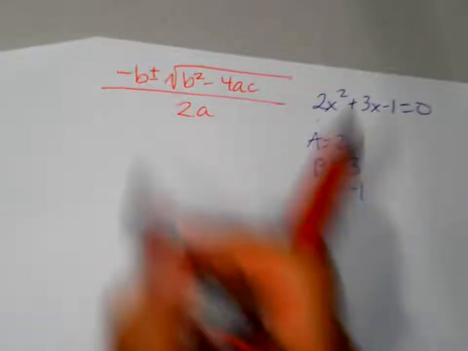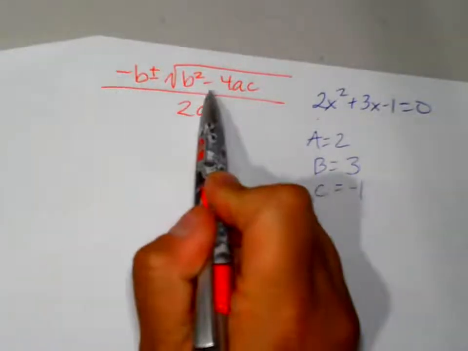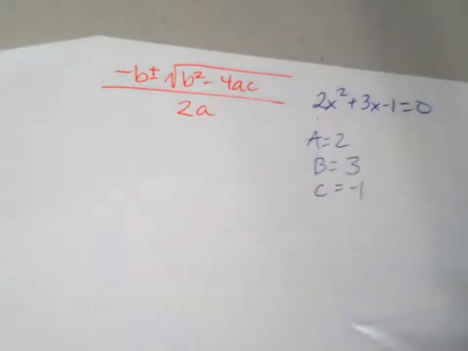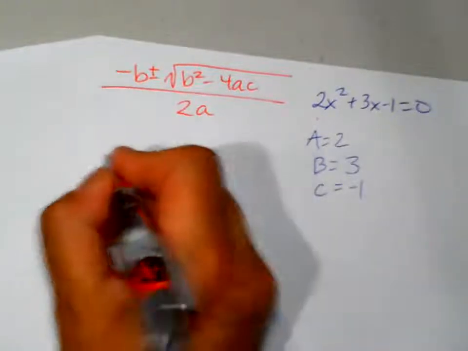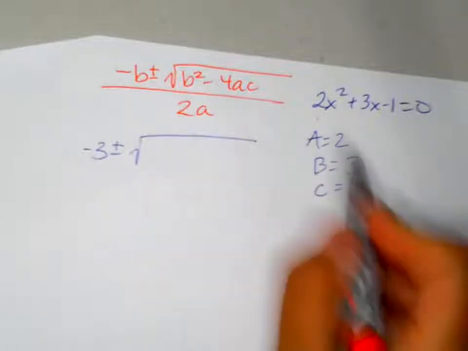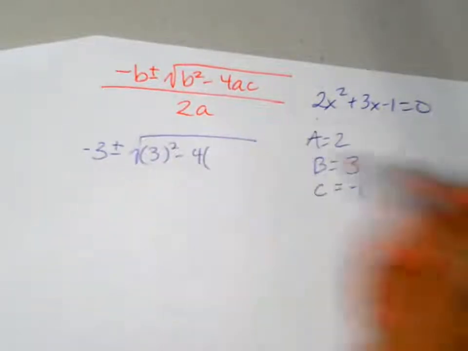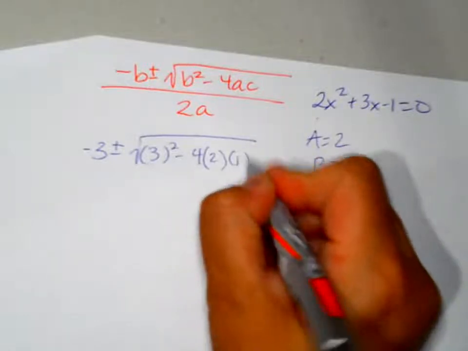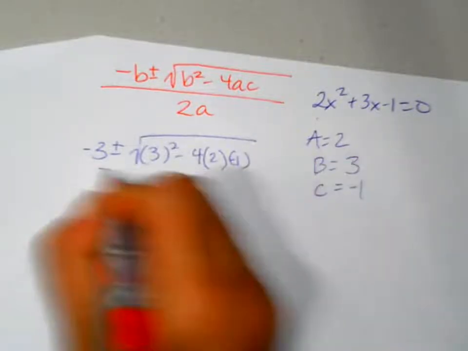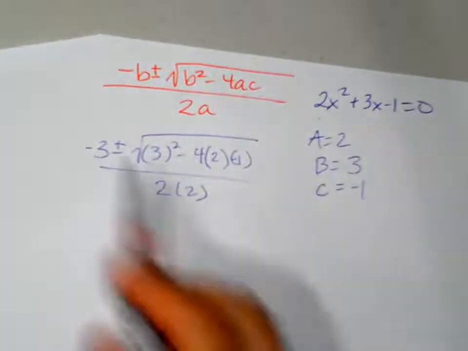So remember this one right here, this negative and this negative, these minus signs right here, those are part of the equation. So make sure you guys put them in there correctly. So you've got -3 plus or minus the square root of B is 3, 3 squared minus 4 times A times C, which is -1, all over 2 times 2. Okay, let's see what we got here.